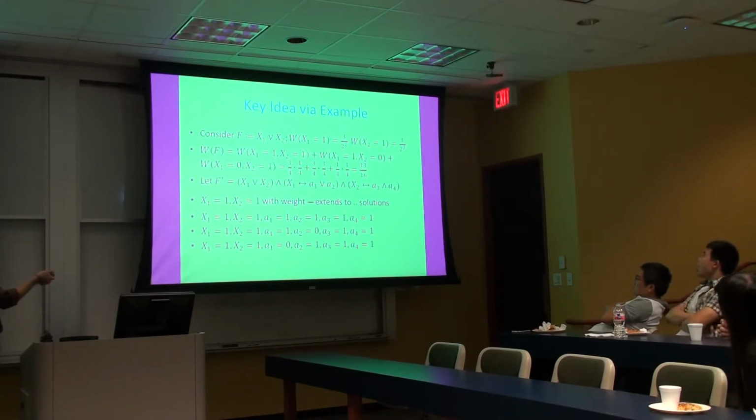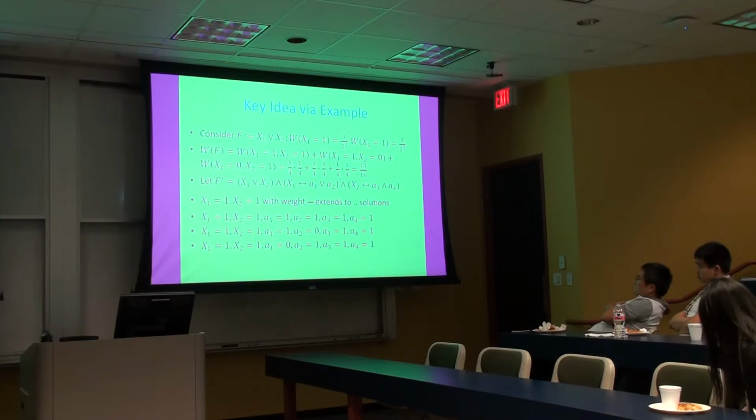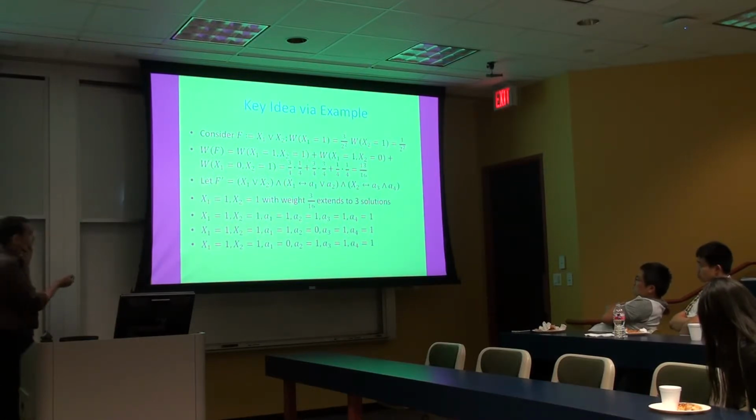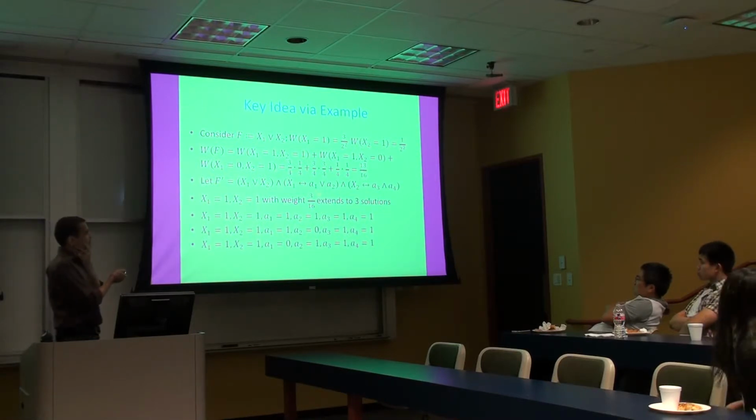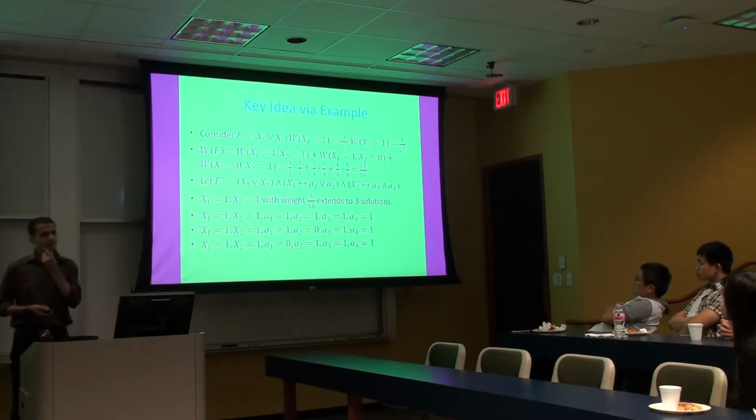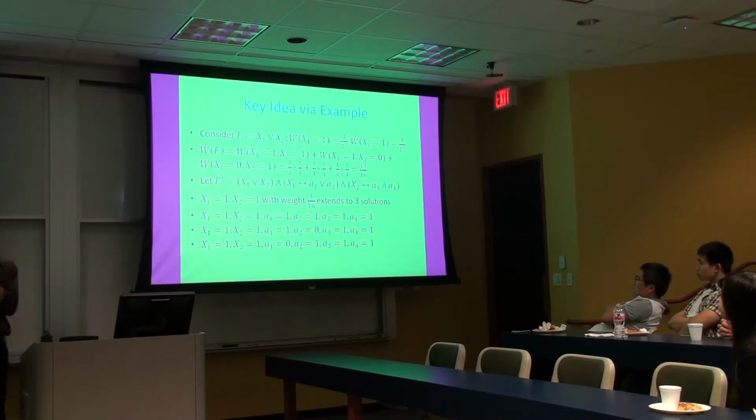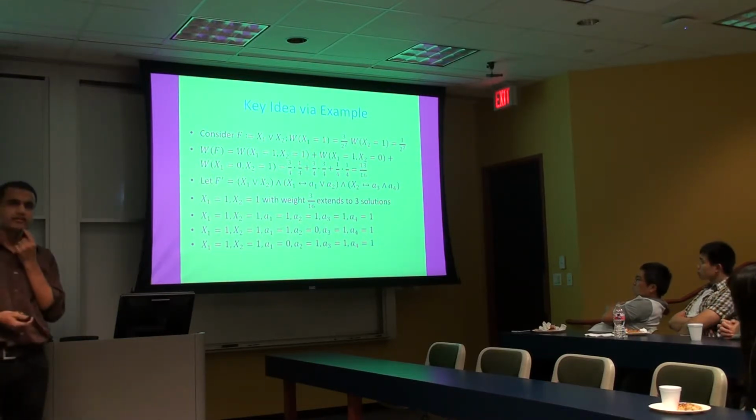So we actually get 3 satisfying assignments. Because a1 or a2 has to be 1, one of them can be 1 and the other 0, or both of them can be 1. So what happened here is that it had the weight 3 over 16, and we extended it to 3 satisfying assignments, right?